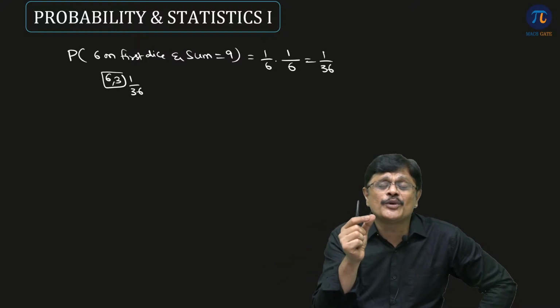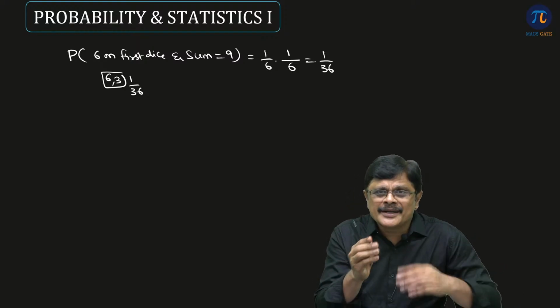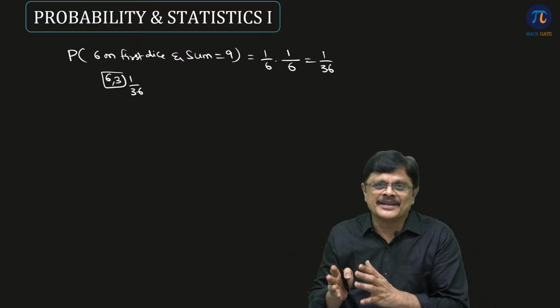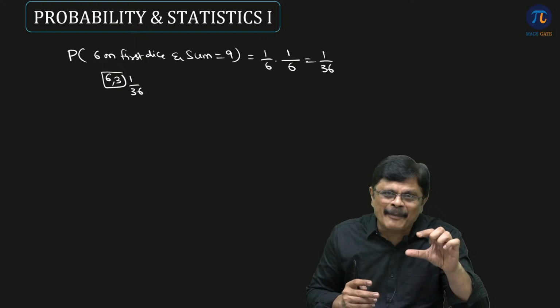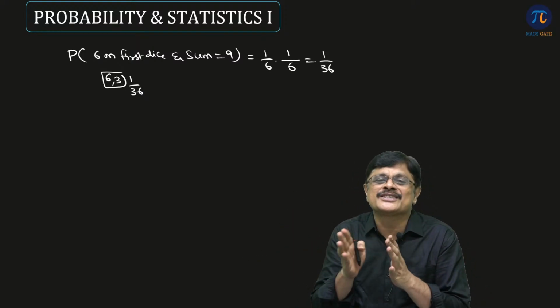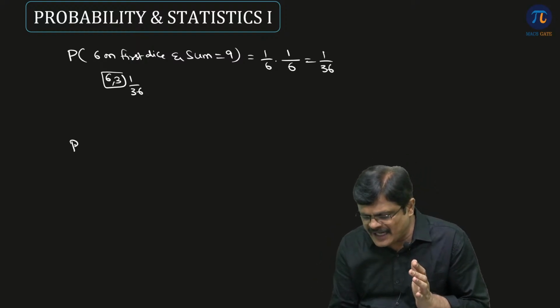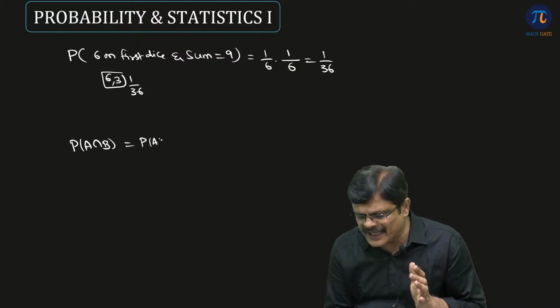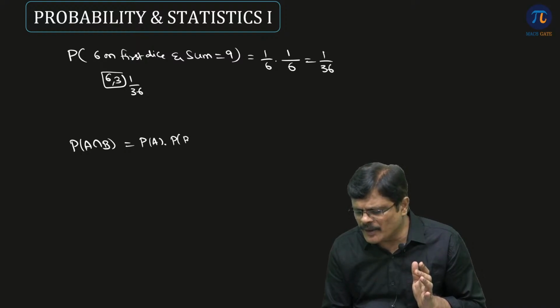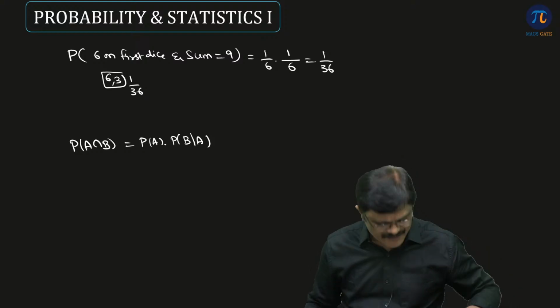So, what we need to understand here, my dear friends, is that we want A and B to happen. So, when A has already happened, what is the probability that B happens? That is what is called the multiplication theorem. So, what is the probability of A and B? Probability of A, and then the probability of B when A has already happened. This is the story. Clear?